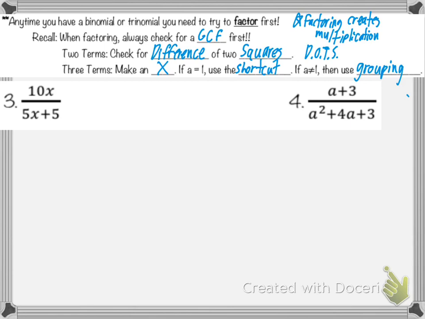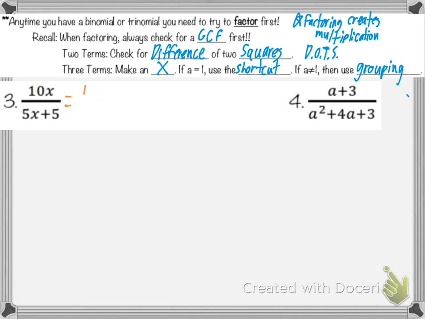So on number 3, 10x over 5x plus 5. So we have a binomial here, so we have to factor first. We can't just say, oh, this has a 10, this has a 5, this has a 5, or say this has a 10, this has a 5, and call it good. We can't do that because that would end up with 2x over x plus 5, and we'll see why that's not right.